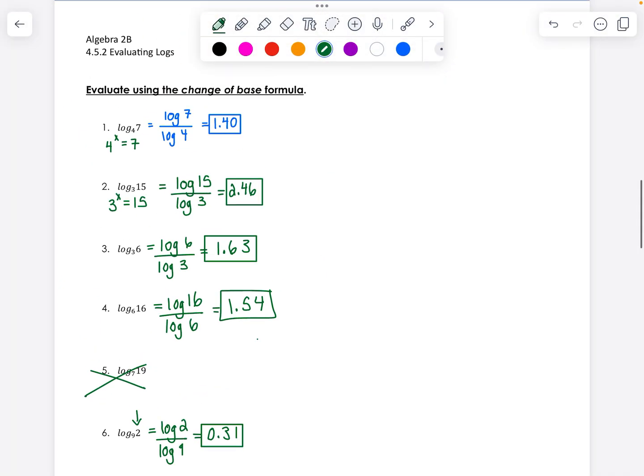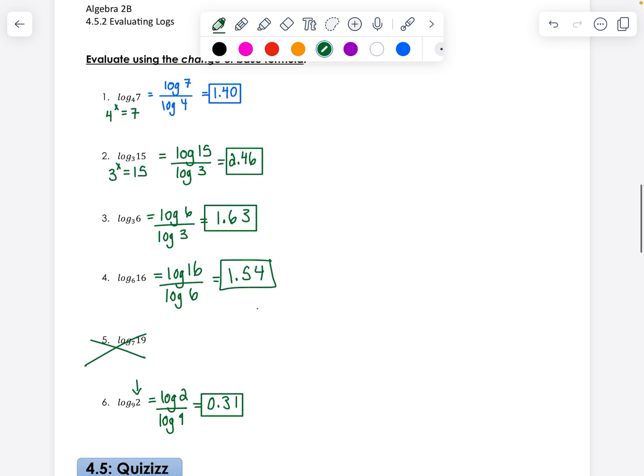So hopefully mentally you can understand what a log is representing. But if you're having trouble figuring out 4 to what power is 16, we should know it's 2. You can always use your change of base formula or the special equation on Desmos.